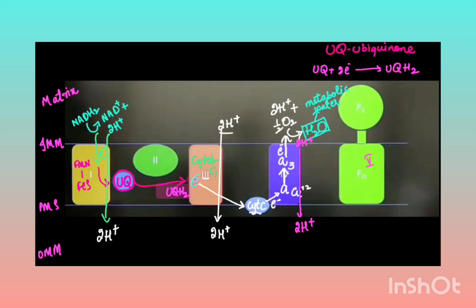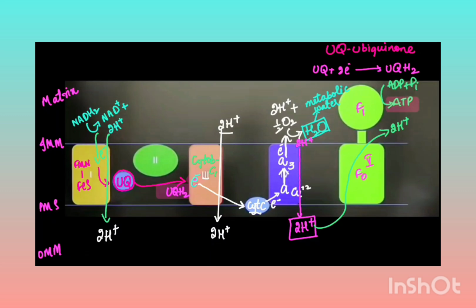Complex 5 has two major components, F1 and F0. F1 is a peripheral membrane protein complex and contains the site for ATP synthesis, and F0 forms the channel through which protons cross the inner membrane. The passage of protons through the channel is coupled to the catalytic site of F1 for production of ATP.